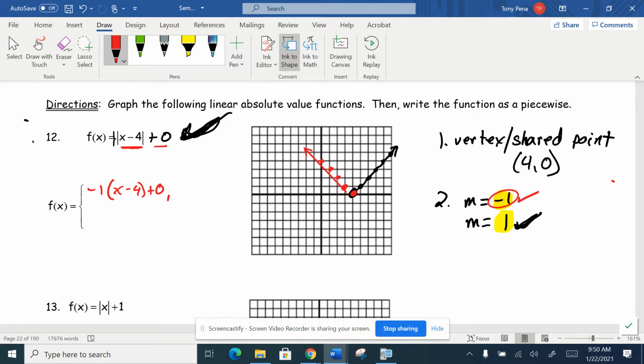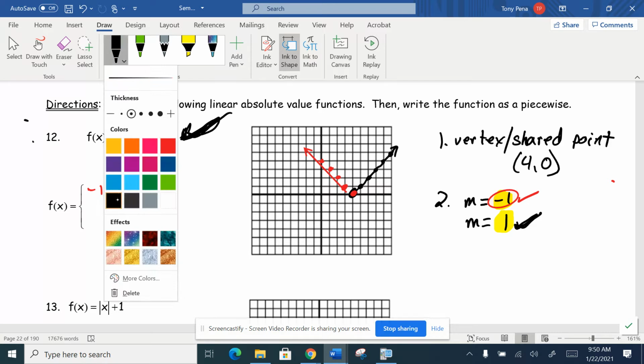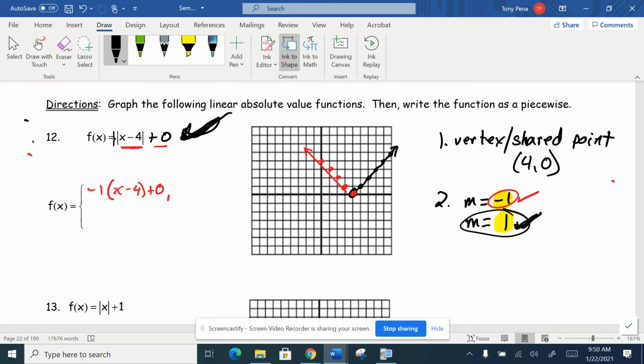The (4, 0) is the point that we would use. The black line has the slope of a positive 1, but we're still using that exact same point, x minus 4 plus a 0. That's the equation of the second line. Okay, now we would want to put our domain here. So the red line is only good if we're to the left of 4. And then the black line is good for all x values to the right of 4.